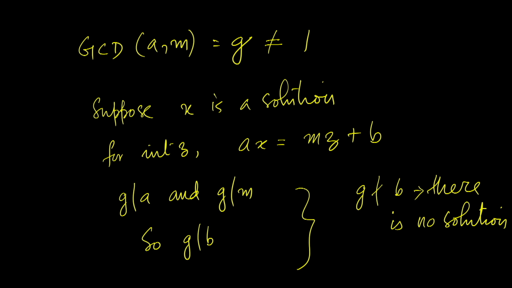Once again, the argument is this: if GCD of A and M is g, which is not equal to 1, and the congruence has a solution x, then Ax must be mz plus b for some integer z. Since g divides A and g divides M, g must divide b too. Conversely, if g does not divide b, there can be no solution. So let us assume that g divides b.